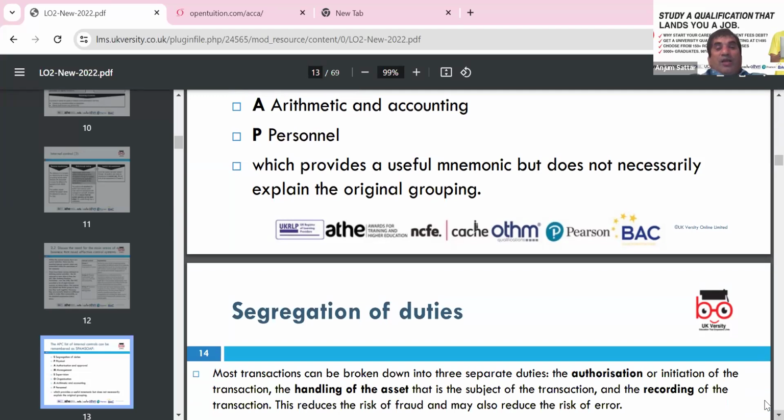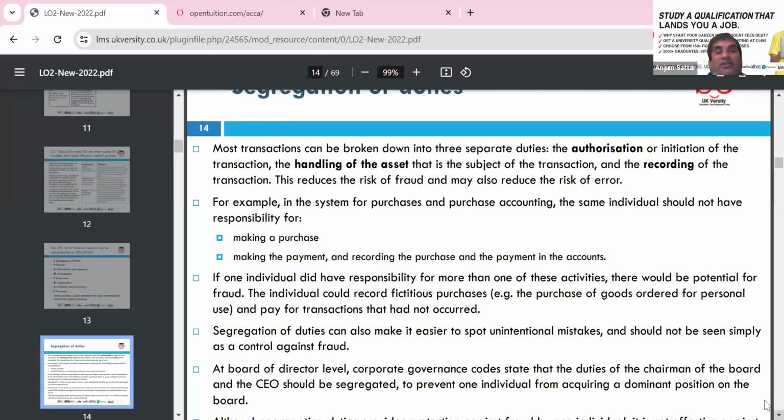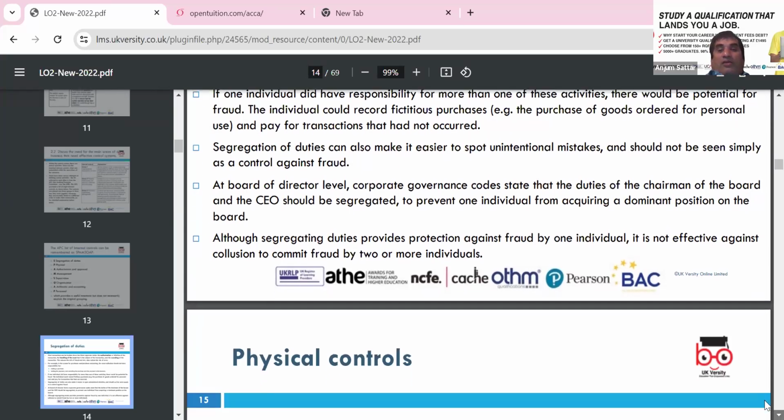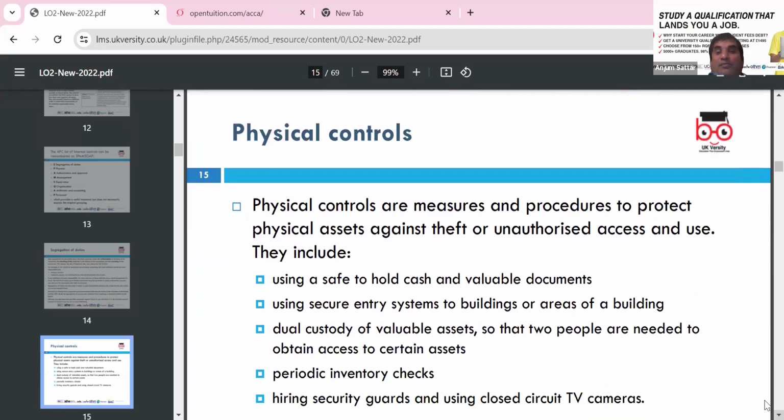Okay, so we can look at grouping: segregation of duties, authorization, handling the asset, recording the transaction. We can look at the system of purchase accounting: making the purchase, payment, recording. These all depend on what sort of transaction you're looking at. So you have to think through the full process, and the segregation of duties needs to be clearly allocated. Then appraisal of physical control: the measures and procedures to protect physical assets against theft or unauthorized access and use.